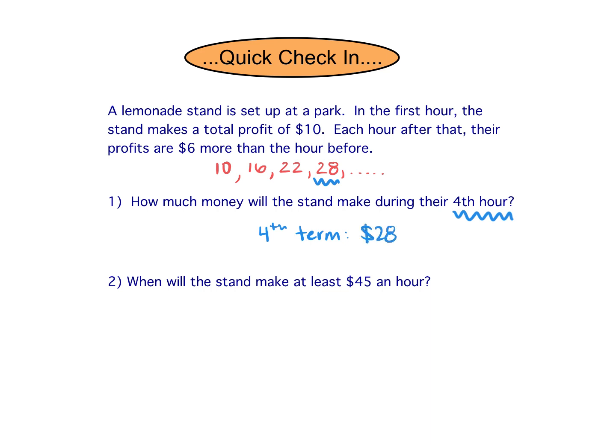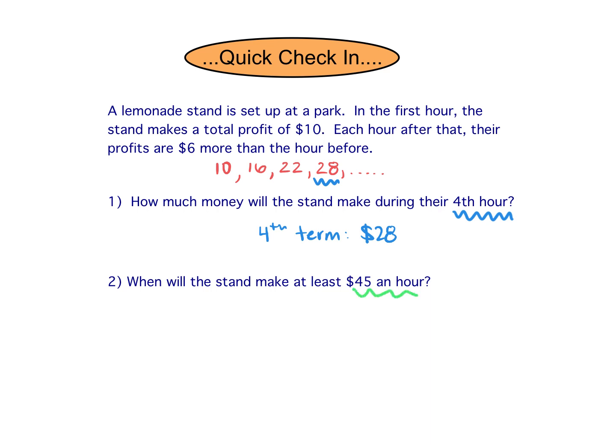The second question asks, when would the stand make at least $45 an hour? So I want to know what would be the time, the hour, that they would reach this value at. Now I could approach it the same way, continue my list and find when those numbers get bigger than 45, or I could use the specific term finder formula. So that's what I'm going to do this time.